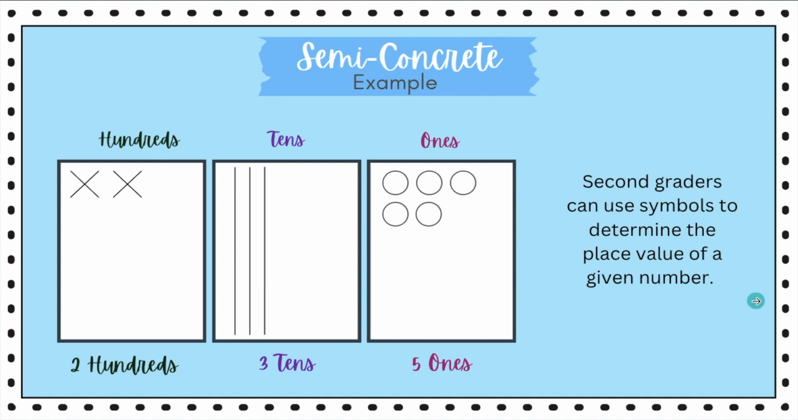Our next example is a semi-concrete example, which is when second graders can use symbols to determine the place value of a given number. Notice here how we replace our flats with X's, we replace our rods with lines, and then we replace our unit blocks with circles.